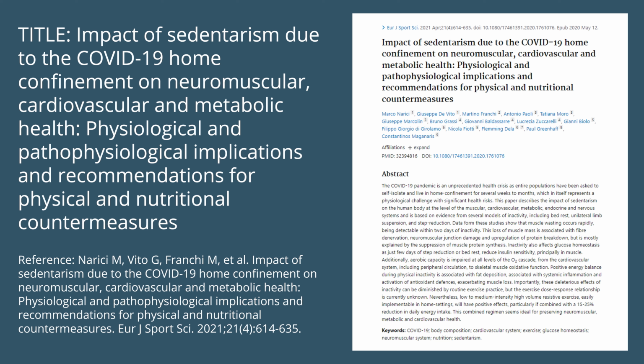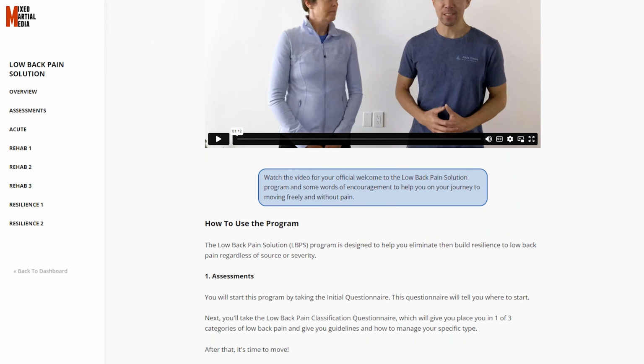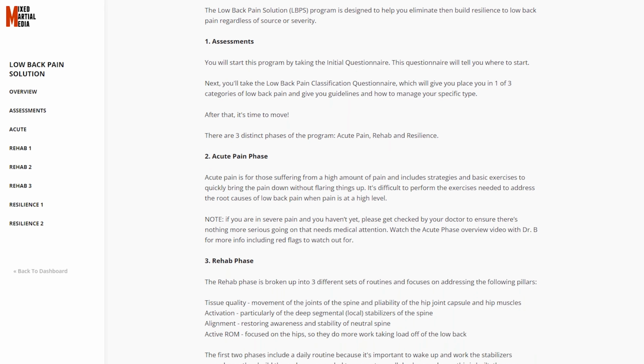So our approach brings in movement of the spine, but it brings it in at a specific time after we've stabilized and after we've allowed those tissues to heal. This is our program, the Low Back Pain Solution, and I just want to walk you through it so you see exactly how everything's laid out and why it's laid out as it is.